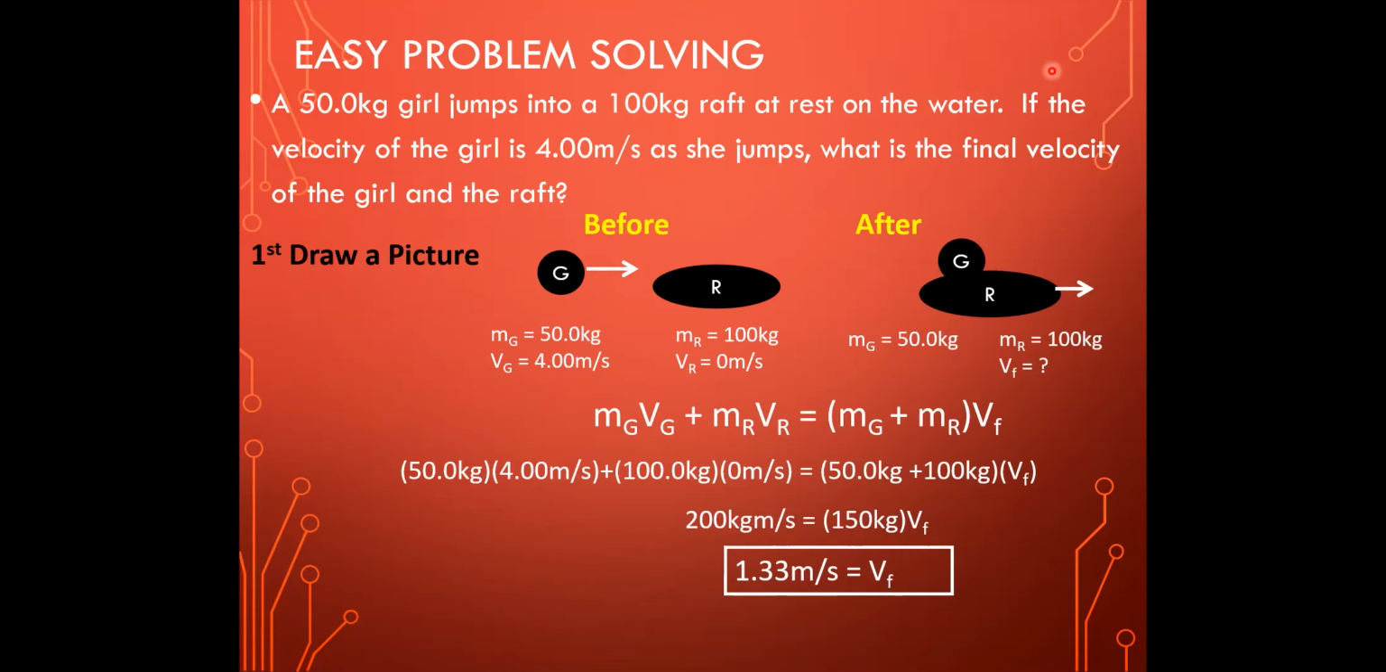What is the velocity? Look at the changing velocity. The girl was moving with 4, but since it's colliding, she's now moving with 1.33. And the raft was at rest, but since it collides with the girl, it starts moving with 1.33 meters per second. And teacher, if you want to check if it's true or not, we will make 1.33 times 150, right? Yes, if it's equal to 100 or not. Equal to 100. Yes. Is it clear now?